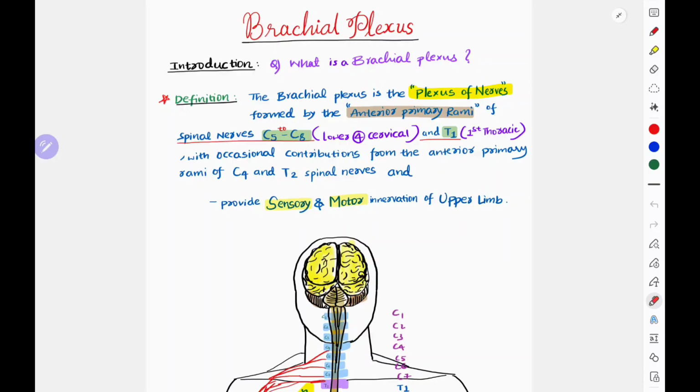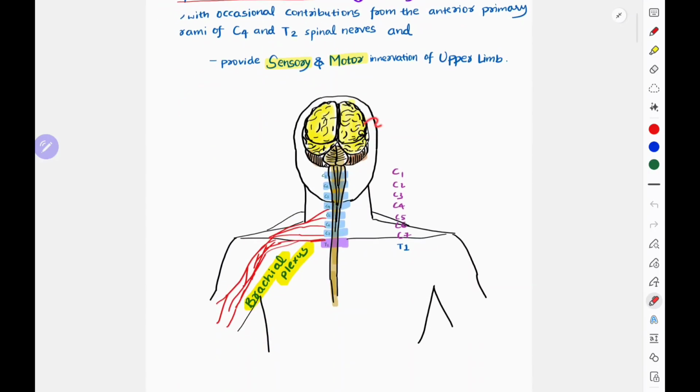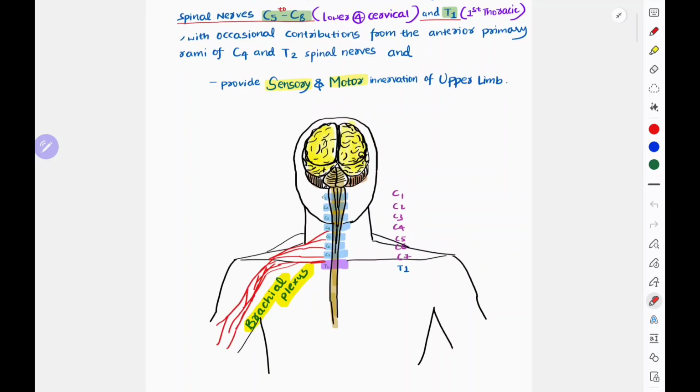We will discuss this through the diagram. You can see the brain and spinal cord. This is the central nervous system, right? The spinal cord passes through the vertebral column. These are C1, C2, C3, C4, C5, C6, C7 and T1, the vertebrae of the vertebral column. The spinal cord passes through the vertebrae, and from the spinal cord these spinal nerves arise.